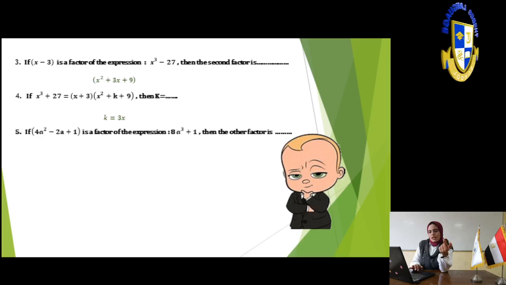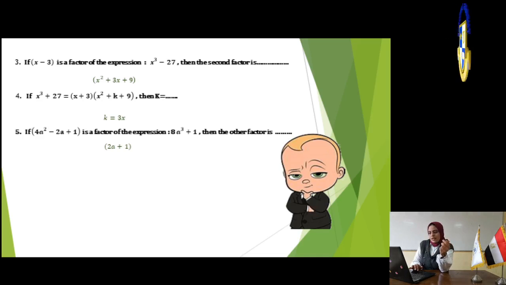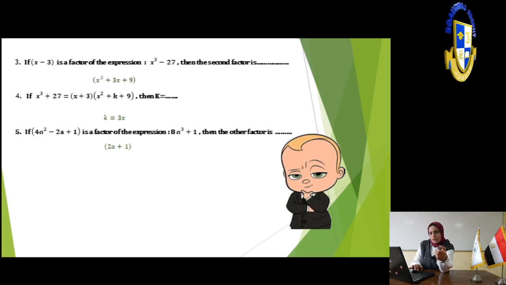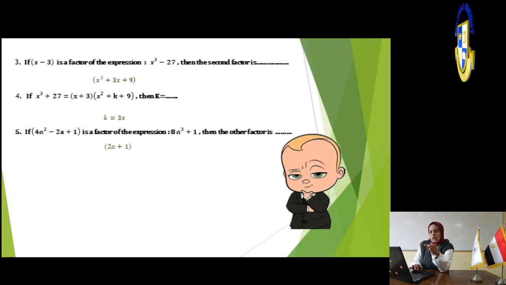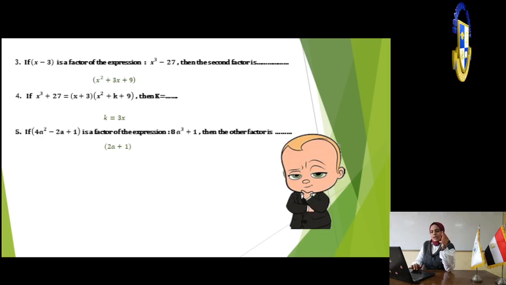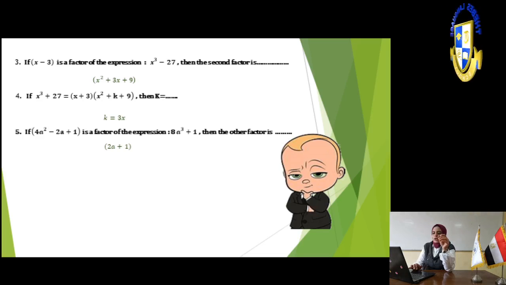Number 5, 4a power 2 minus 2a plus 1 is a factor of the expression 8a power 3 plus 1. Then what will the other factor be? We will factorize 8a power 3 plus 1. By taking the cubic root of 8a power 3, it will be 2a. The cubic root of 1 will be 1. So the first factor here will be 2a plus 1.